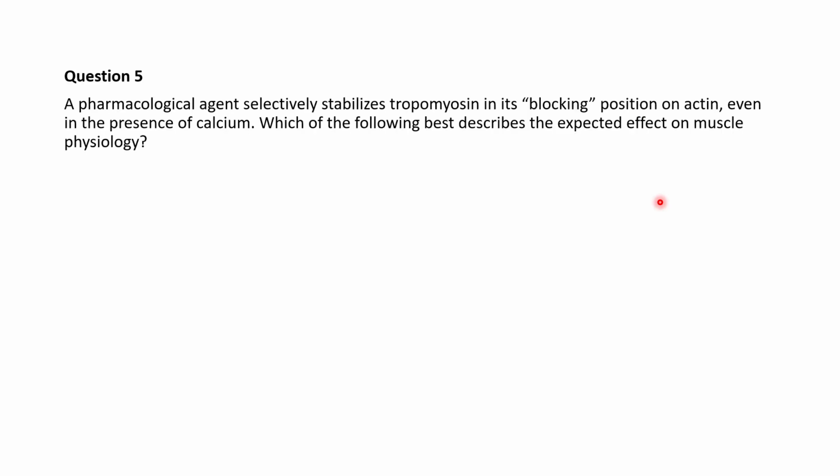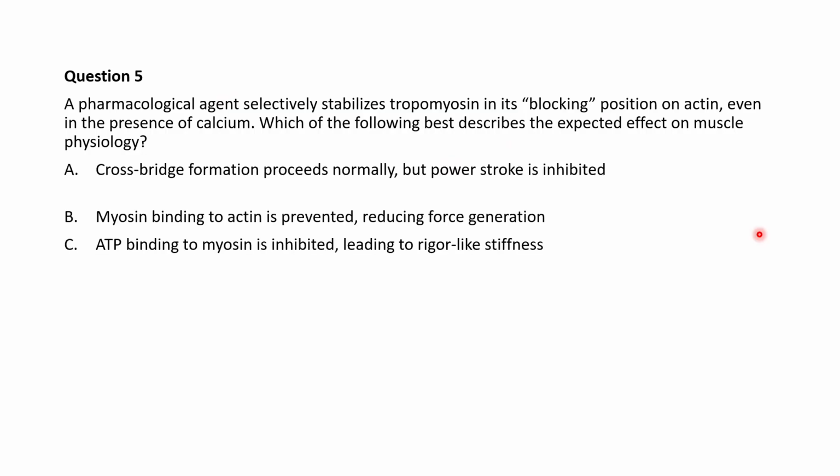All right. Let's look at the next question. So a pharmacological agent, this is just another hypothetical, selectively stabilizes tropomyosin in its blocking position on actin. Okay. So we're just talking about this, right? Even in the presence of calcium, tropomyosin is still in this blocking position due to this particular pharmacological agent, or basically this particular drug. So which of the following would best describe the expected effect on muscle physiology in this case?